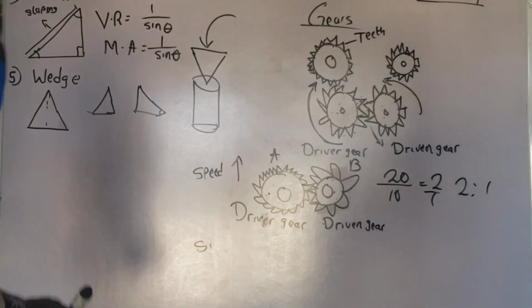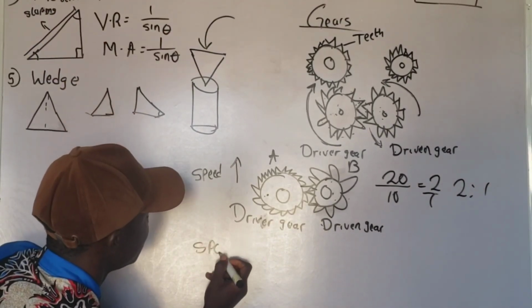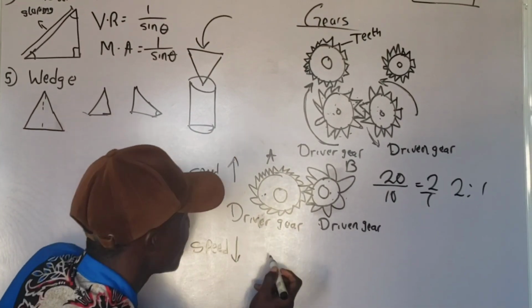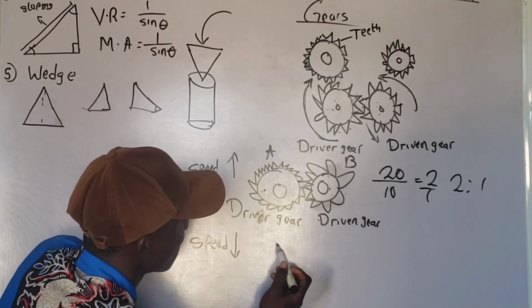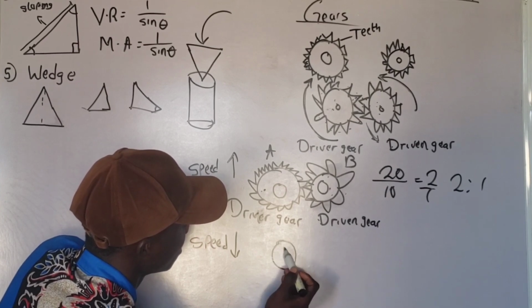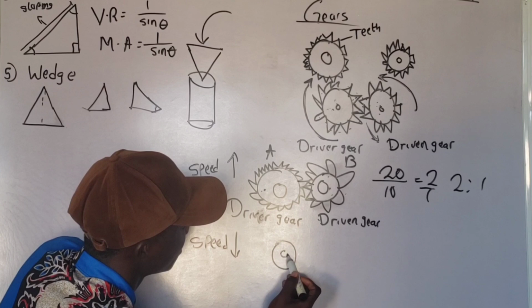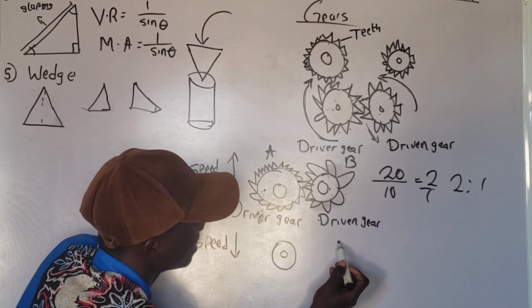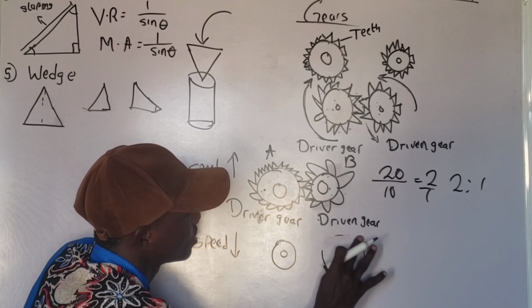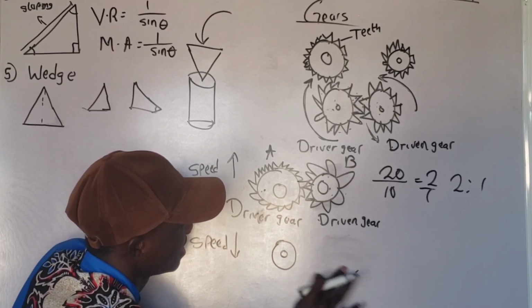Now, if the aim is to decrease speed, the driver gear must be smaller. The driver gear must be smaller than the driven gear. You understand?